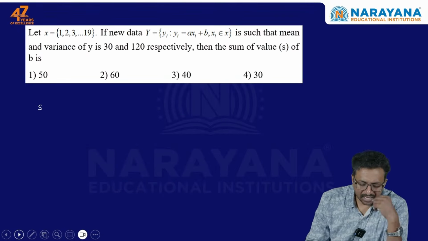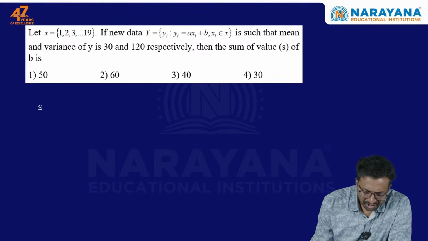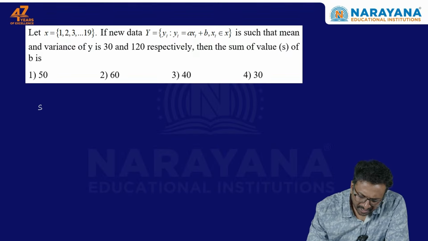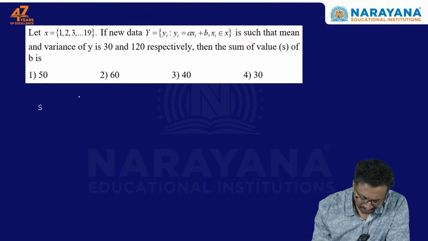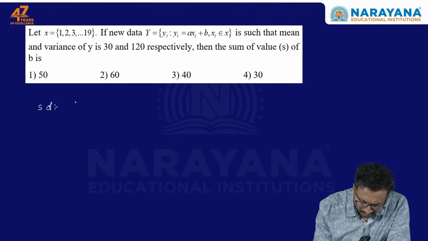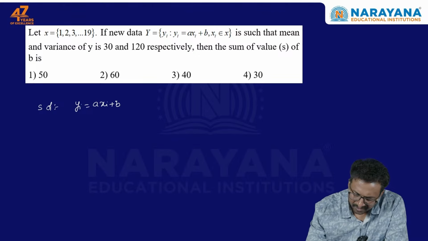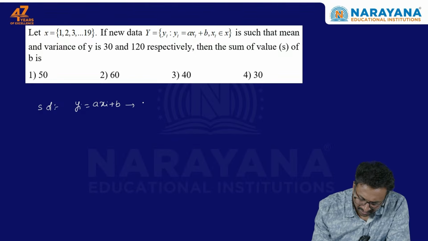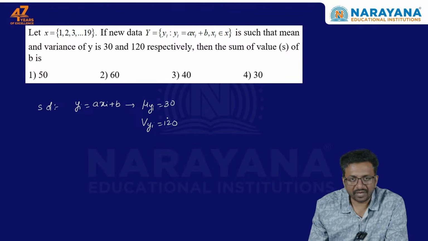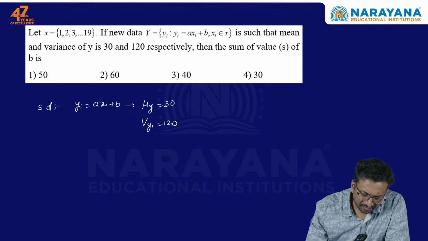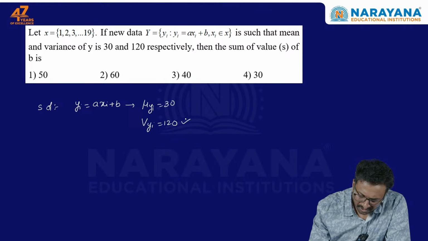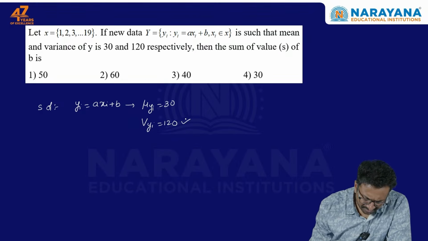So let x is equal to 1, 2, 3 up to 19. That's the initial data points. If new data yi is given by a xi plus b, so each data point yi is taken as a times xi plus b such that the mean mu of yi is equal to 30, variance of yi is equal to 120. Then what are the possible values of b, and the sum of the values of b, if this has to happen? So this is a very simple question.